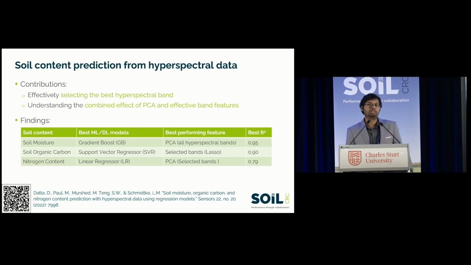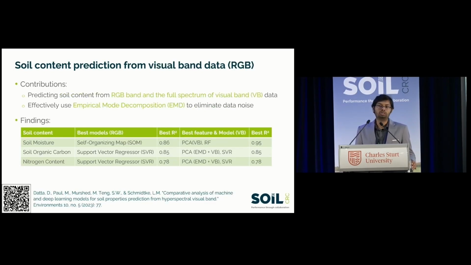In this paper we used a wide range of machine learning and deep learning algorithms, and some band selection algorithms, to see how accurately we could estimate the soil organic carbon. Our research shows that for organic carbon, we got 90% accuracy in terms of R square value.